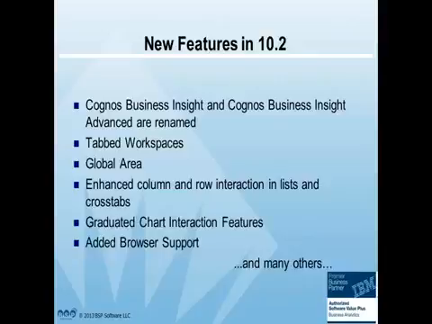There is also enhanced column and row interactions with lists and crosstabs. You can freeze column and row headings in lists and crosstabs. So freezing them keeps them in view as you scroll through the data. And you can also view the column and row heading details to look up the data.